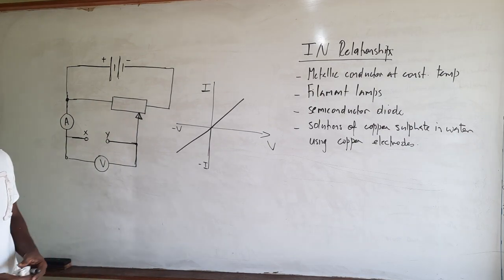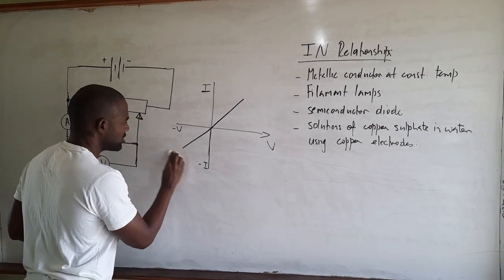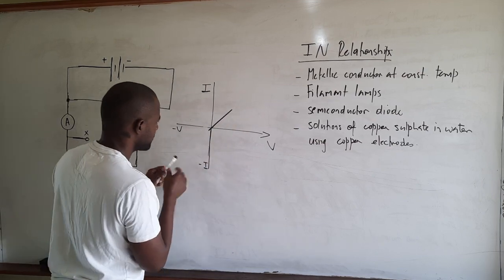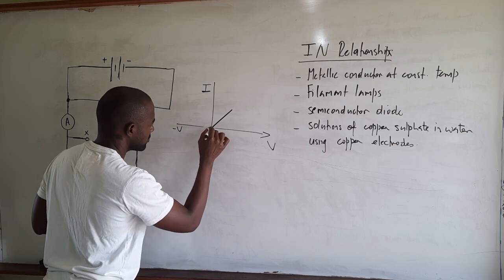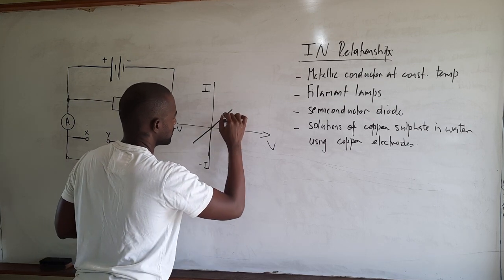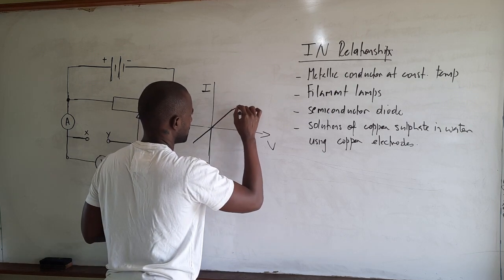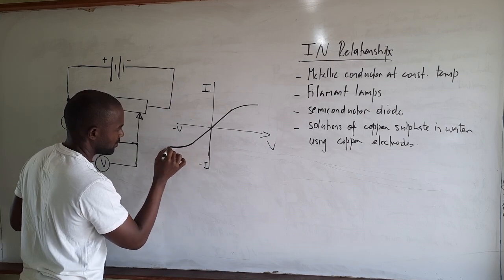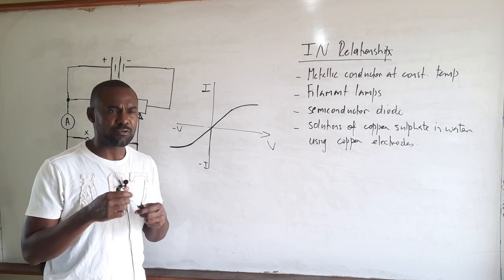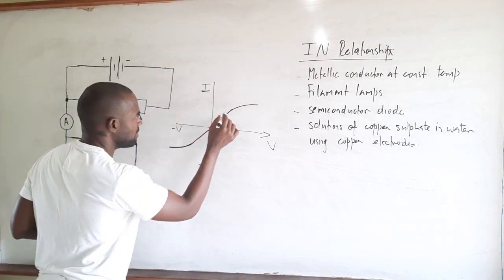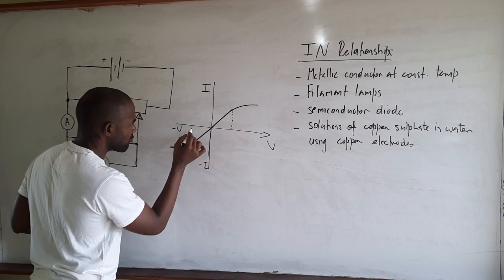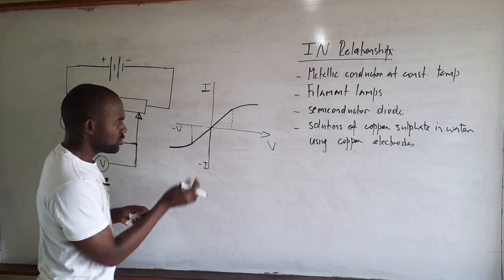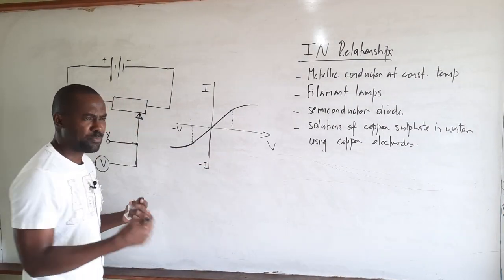Now the filament lamp has an IV characteristic, which in some part resembles that of a metallic conductor. So let me just draw it properly. Right? So this is now the IV characteristic of a filament lamp, right? So we can basically see that within a certain region, the graph is a straight line passing through the origin. So within this region right here, the graph is a straight line passing through the origin.